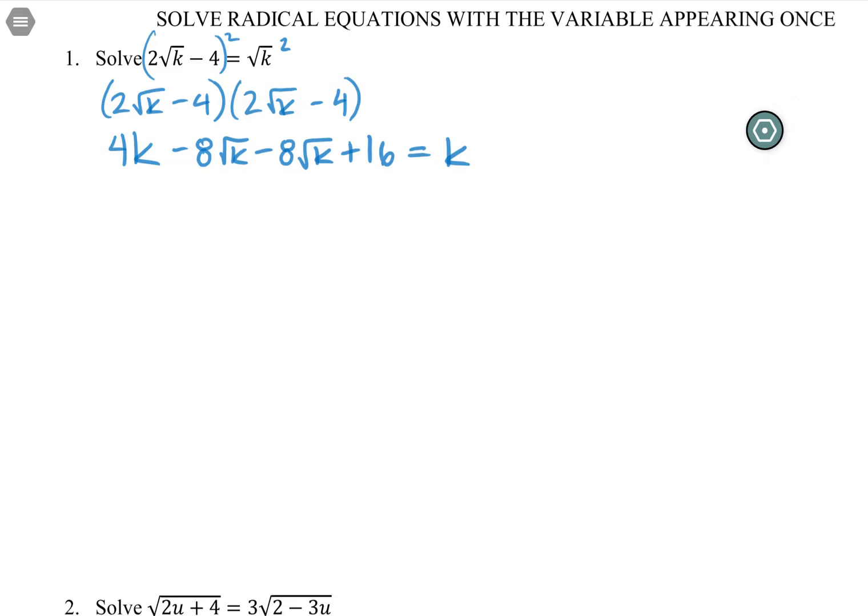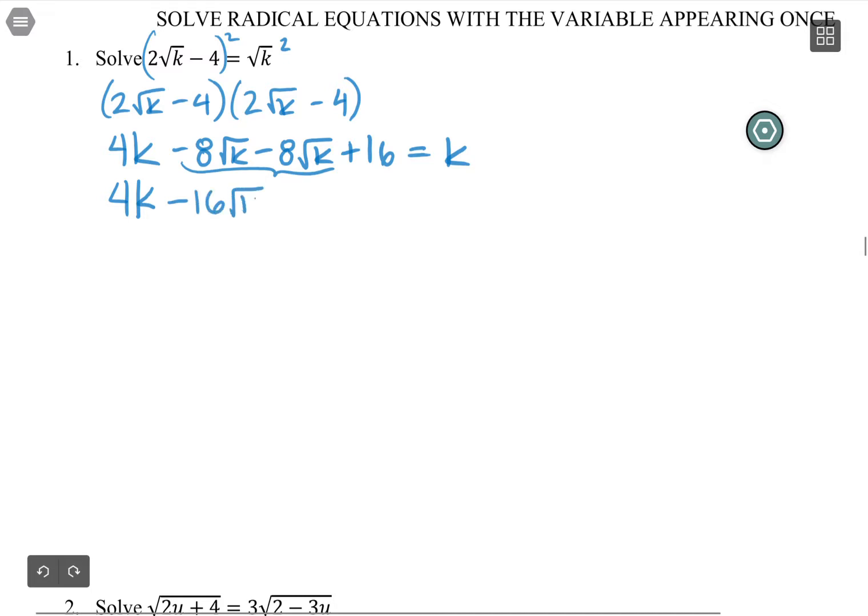Actually, I might just venture through this. I'll show you an alternative way, but looking at this now, I actually think it might work out to be solvable for us. If not, I'll tell you when I hit that. Okay, so now I can combine some like terms. Negative 8 root k minus 8 root k is negative 16 root k's. Okay, so I'm not loving that I still have a root in there.